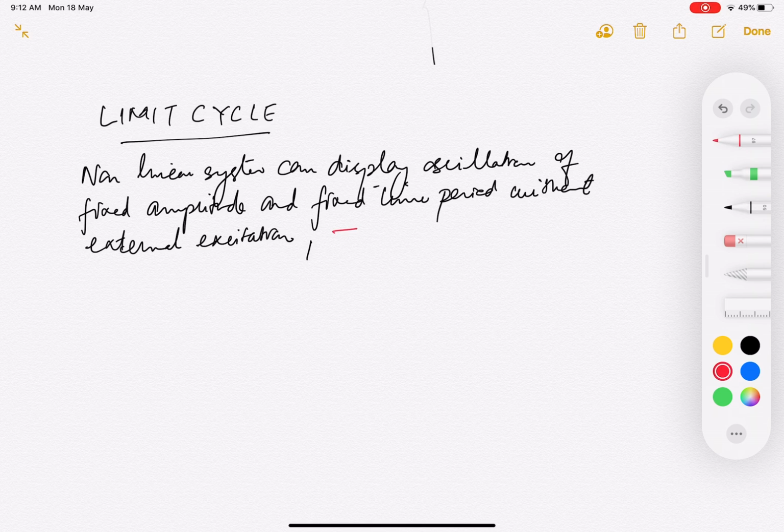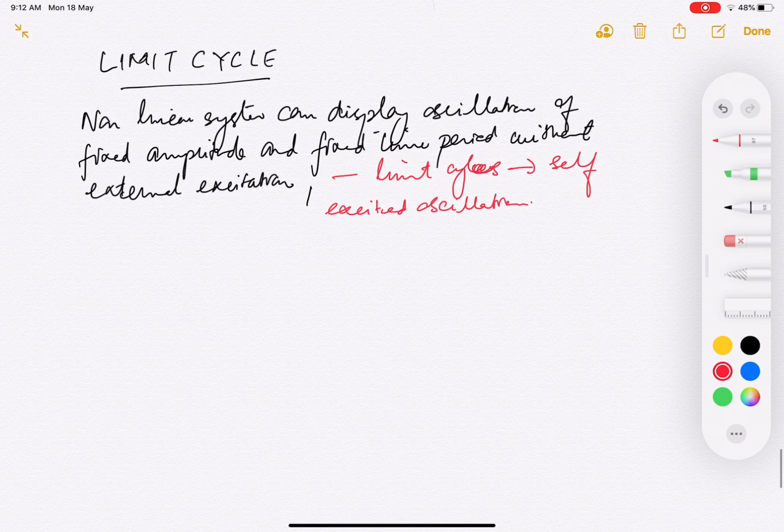These oscillations are called limit cycles, and they are also called self-excited oscillations. So this is very peculiar, right? What it means is that a nonlinear system would oscillate. Its variables basically would show oscillatory behavior, and they'll be sustained, and they'll be without external excitation, right?